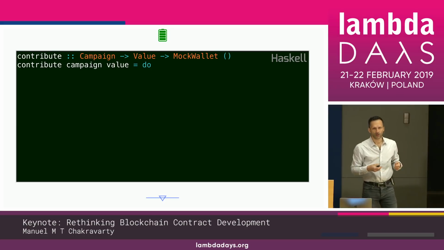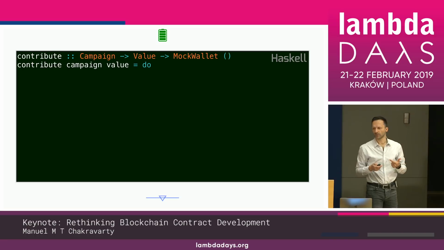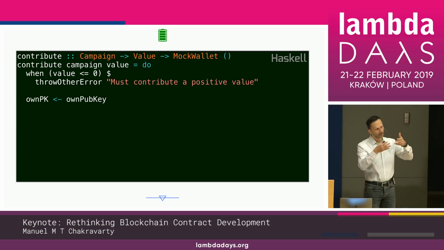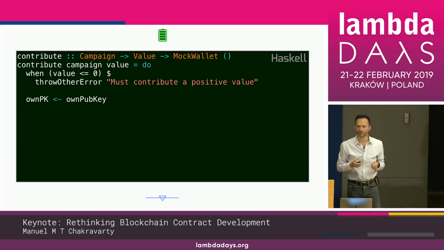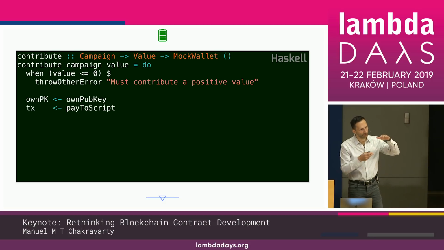So this is, again, our crowdfunding campaign, and this is the function where you contribute some funds. All right, so you have a function, it gets a campaign and a value as an argument, and there's a monad in which this whole thing runs. And so we want to make sure we only have a positive contribution. Then this off-chain code, it gets a public key from your wallet in order to spend some fees. And then it creates a script. And we'll see how that script code looks like in the next slide. But let's create this transaction first.